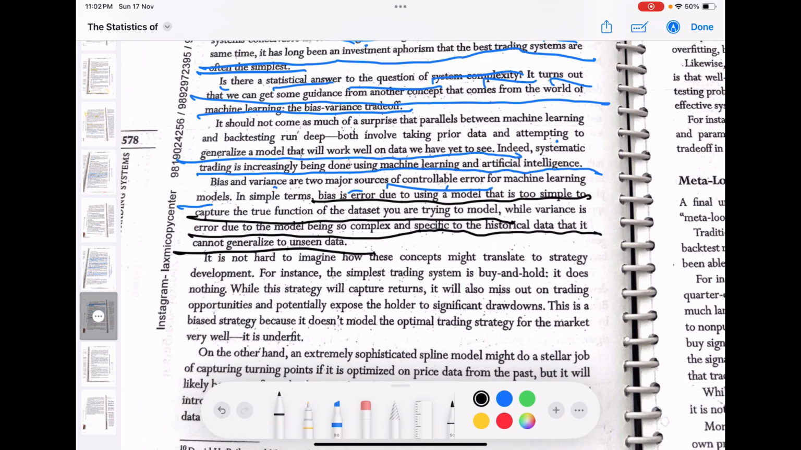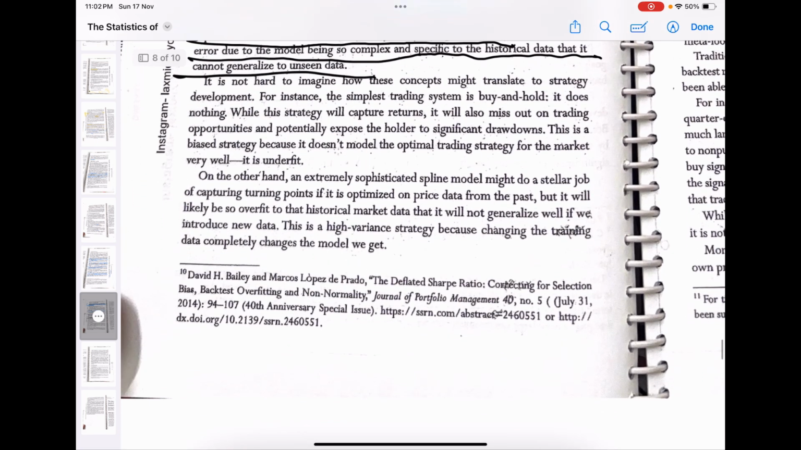It is not hard to imagine how these concepts might translate to strategy development. For instance, the simplest trading system is buy and hold. It does nothing. While the strategy will capture returns, it will also miss out on trading opportunities and potentially expose the holder to significant drawdowns. This is a biased strategy because it is simple, because it doesn't model the optimal trading strategy for the market. It is underfit.